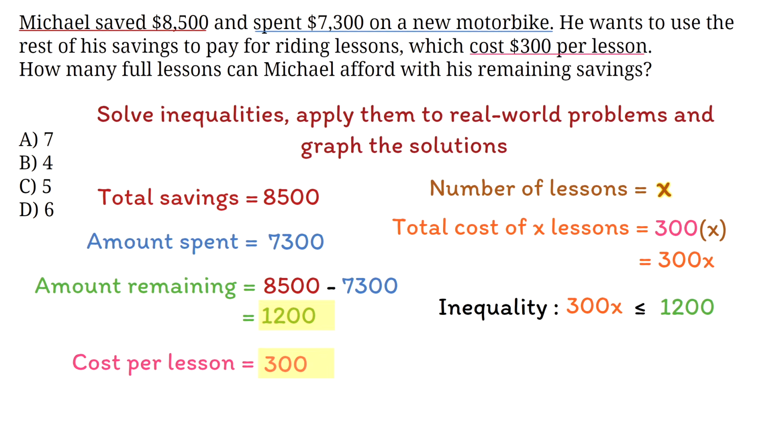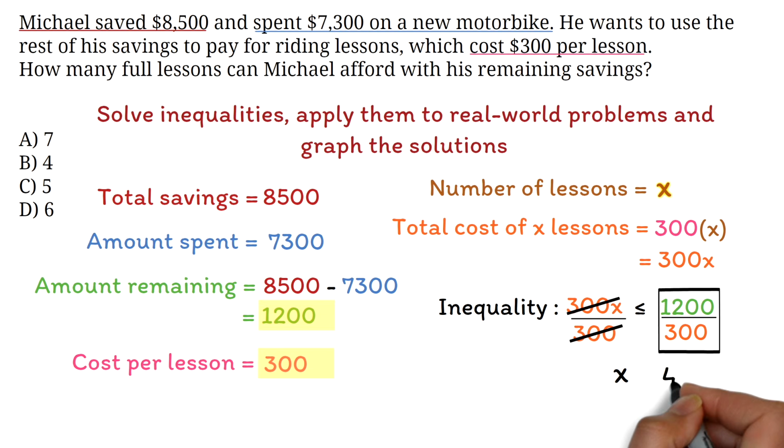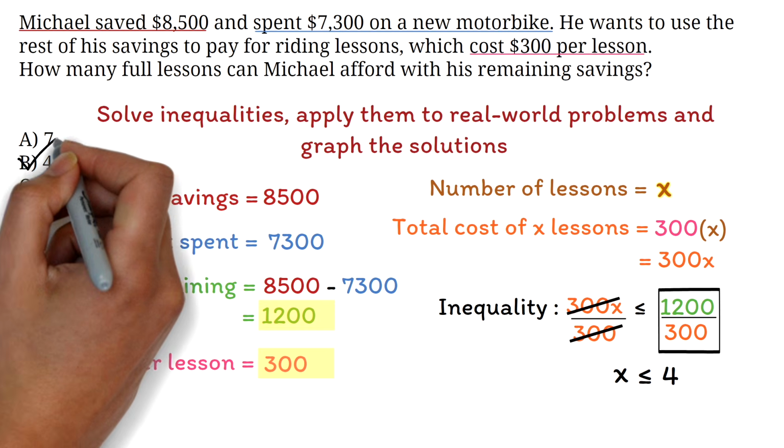To isolate X, we divide both sides by 300. The 300 cancels out, leaving us with just X. We calculate 1,200 over 300 to get 4. So we have X is less than or equal to 4. This means Michael can afford up to 4 full writing lessons with the money he has left. Therefore, the correct answer is option B.